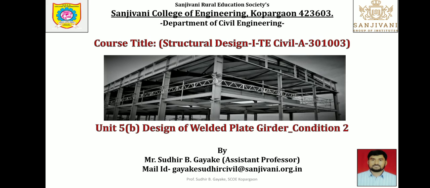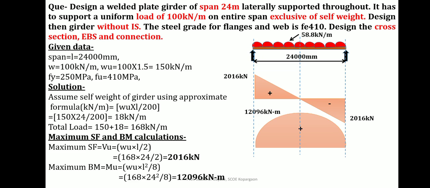The numerical statement for the video is given as: design a welded plate girder of span 24 meter laterally supported throughout. The beam is 24 meter span and it is laterally supported. It has to support uniform load of 100 kN per meter. UDL is given 100 kN per meter on entire span exclusive of self weight. Design the girder without intermediate stiffeners. So as it is written, it is without intermediate stiffeners.